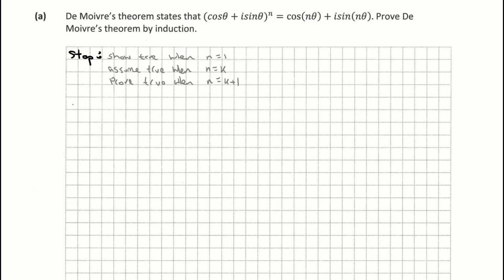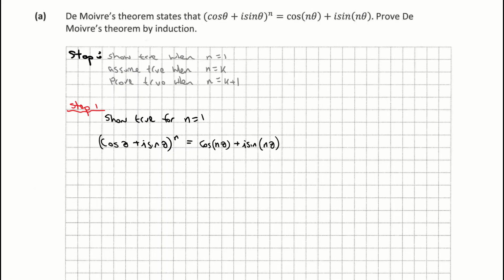Looking at our first step, we are going to show it's true for n is equal to 1. Our first natural number, basically. So I'm going to write down what they want me to prove. And our de Moivre's theorem is basically cos theta plus i sine theta to the power of n is the same as cos n theta plus i sine n theta. That's what they want us to prove.